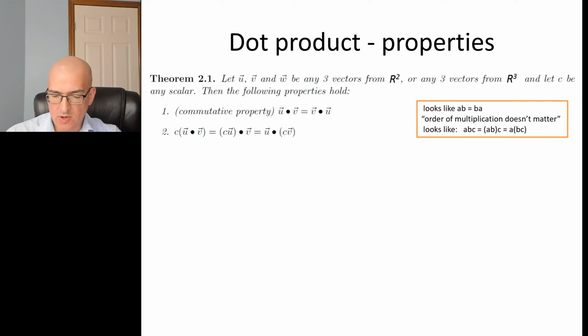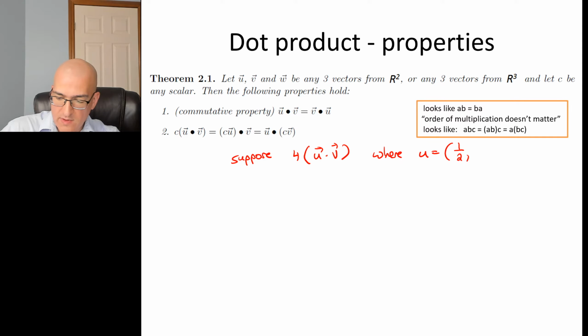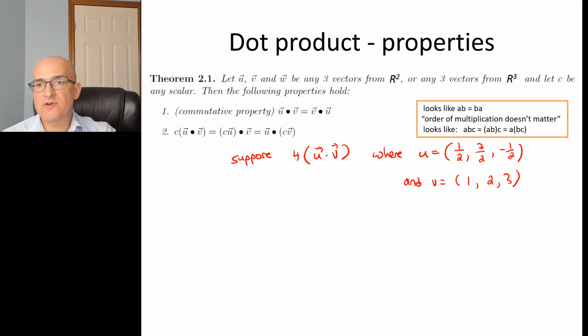Suppose you have 4 times u dot v, where u is equal to 1/2, 3/2, -1/2, and v is equal to 1, 2, 3. So that's your construction, and we want to compute 4 times u dot v. You could, and actually I'll make it even worse. I'm going to change it and make it slightly harder.